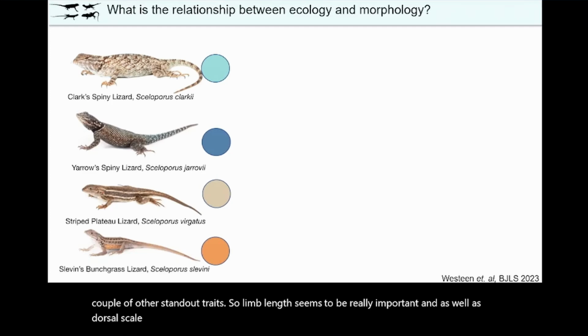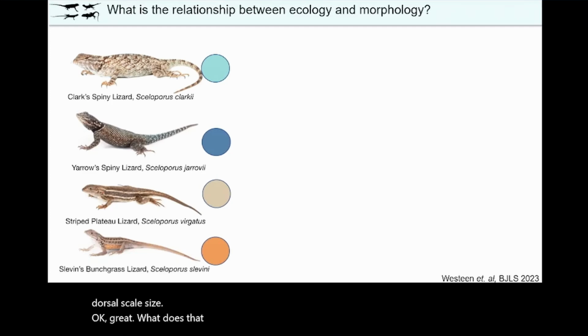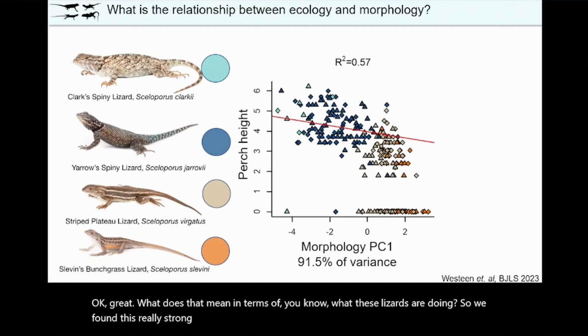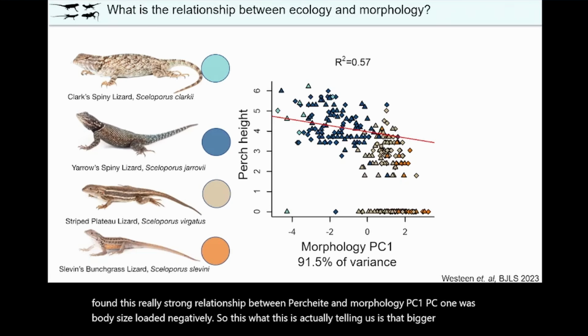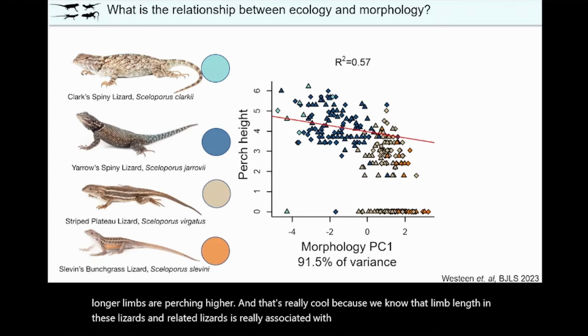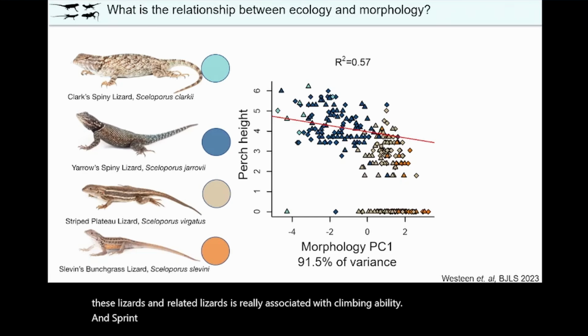Okay, great. What does that mean in terms of what these lizards are doing? So we found this really strong relationship between perch height and morphology PC1. PC1 was body size loaded negatively, so what this is actually telling us is that bigger species with longer limbs are perching higher. And that's really cool because we know that limb length in these lizards and related lizards is really associated with climbing ability and sprint speeds. So this makes a lot of sense from the ecological standpoint.